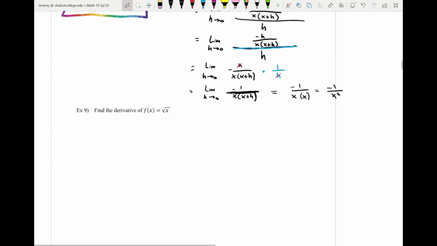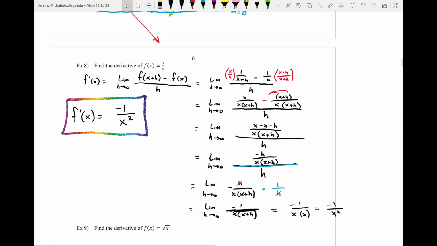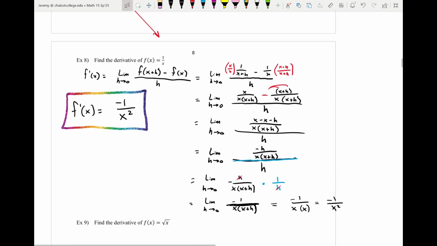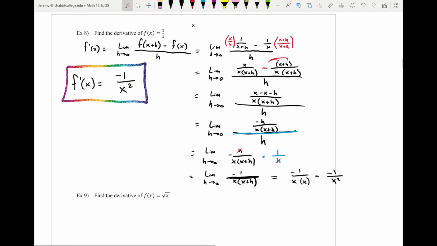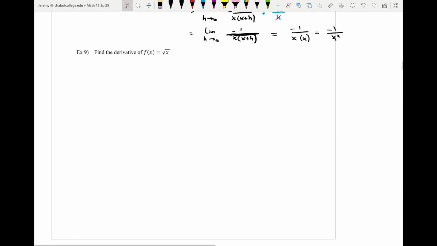Okay, let's do another one. The square root function. I'm kind of covering some of the most important, most common types of functions, polynomials. This is the parent function for a rational function, 1 over x. Square root function is another really important toolkit function, we sometimes call them. So let's find the derivative for this one. F prime of x is the limit as h approaches 0 of f of x plus h minus f of x over h.